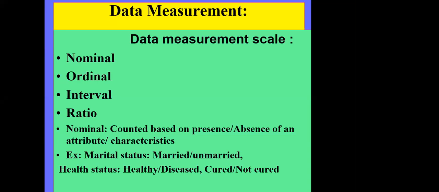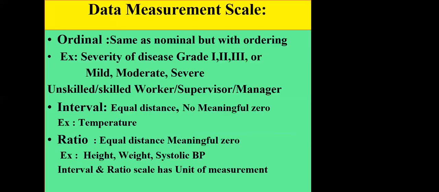So this variable we call it as an error. Means it is counted based on presence. There is no unit of measure. Next one is ordinal scale. So this is same as nominal, but there is some sort of hierarchy in the measurements.